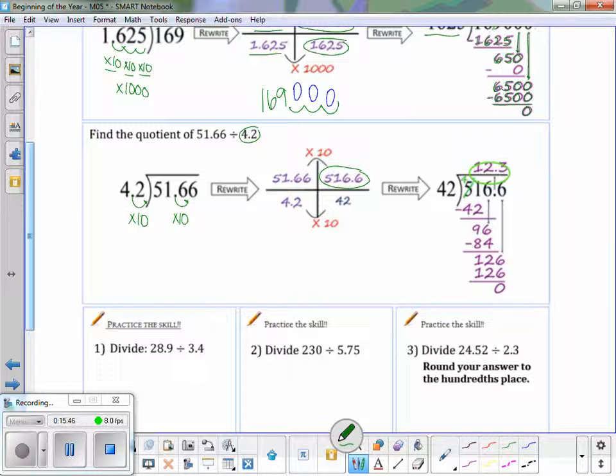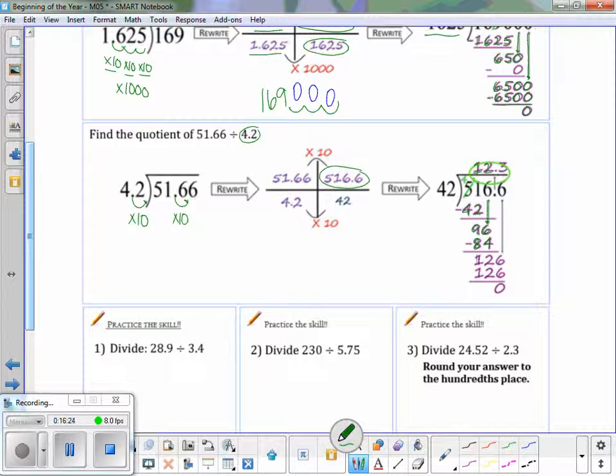So let's talk about this problem because there's one different thing that I want you to see here. So I set up my problem here. 42 does not go into 5, but 42 does go into 51. It'll go in one time. Put my 42 here, subtract, and I'm left with 9. I'm going to bring down my 6. 42 will go into 96 2 times. And 42 times 2 is 84. I'll subtract, and I'm left with 12.